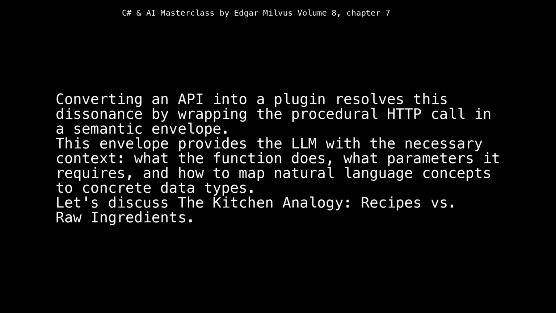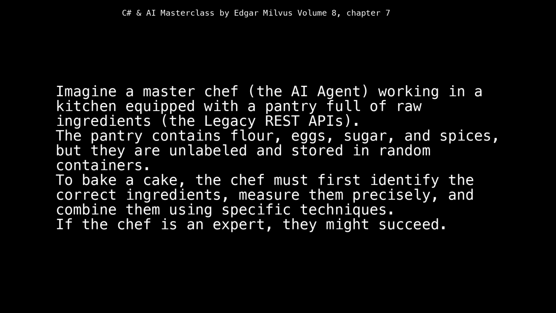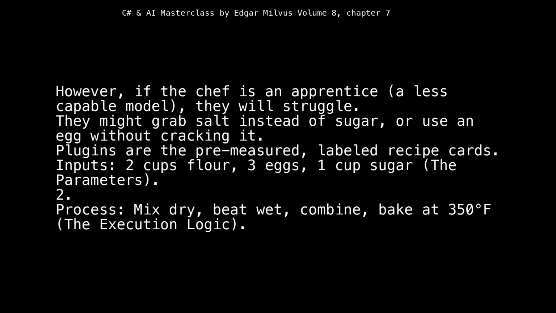Let's discuss the kitchen analogy, recipes versus raw ingredients. Imagine a master chef, the AI agent, working in a kitchen equipped with a pantry full of raw ingredients, the legacy REST APIs. The pantry contains flour, eggs, sugar, and spices, but they are unlabeled and stored in random containers. To bake a cake, the chef must first identify the correct ingredients, measure them precisely, and combine them using specific techniques. If the chef is an expert, they might succeed. However, if the chef is an apprentice, a less capable model, they will struggle. They might grab salt instead of sugar, or use an egg without cracking it.